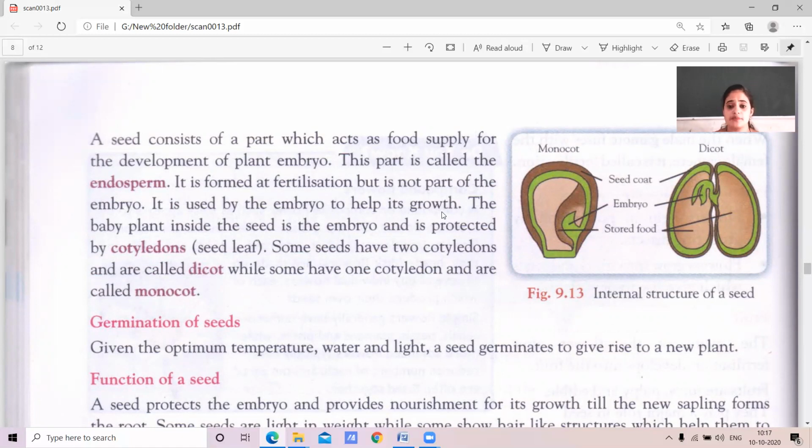Two cotyledons we call as dicot. One cotyledon we call it as monocot. Okay. Di means two. Dicot means two cotyledons. Monocot. Mono means single. Cot means cotyledons. So, the plant seeds which have a single cotyledon we call monocot, which have double cotyledons we call it as dicot.